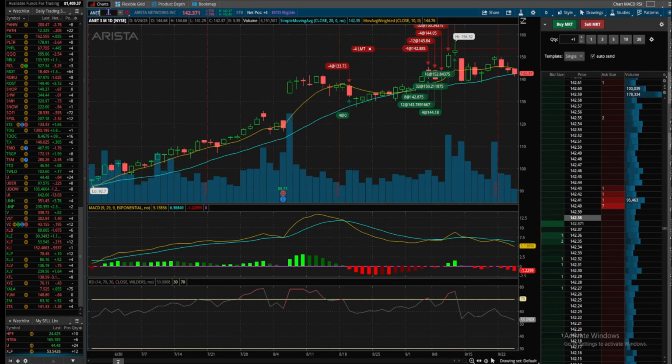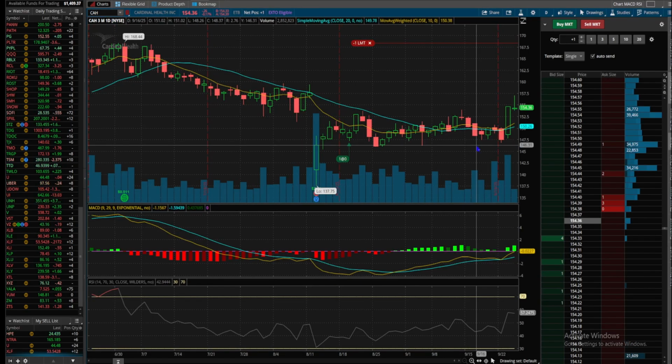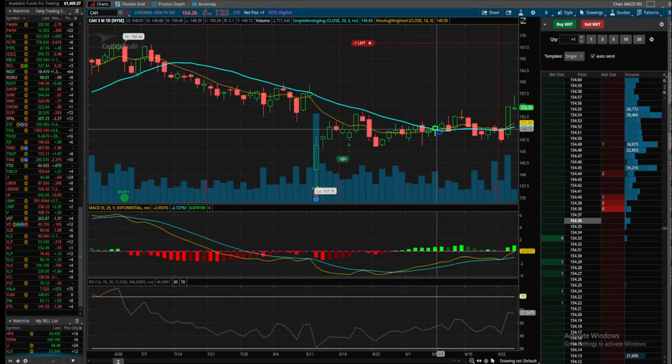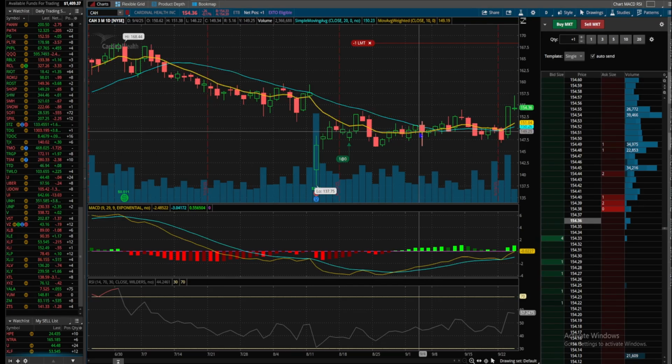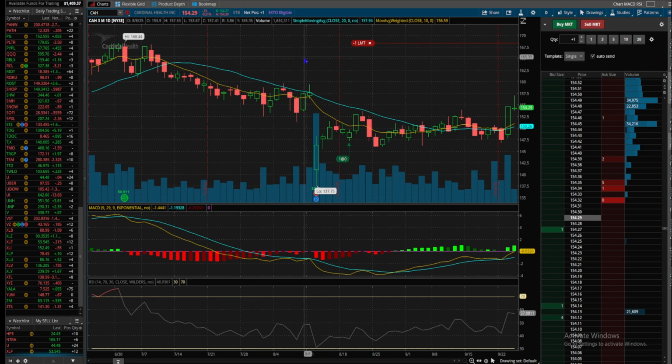Next on our list is Cardinal Health, CAH. All right, so here we had price move across. We had the fast moving average cross above our slow moving average. So that is a good signal to max out and buy everything that our strategy allows, which would be 3 additional shares.